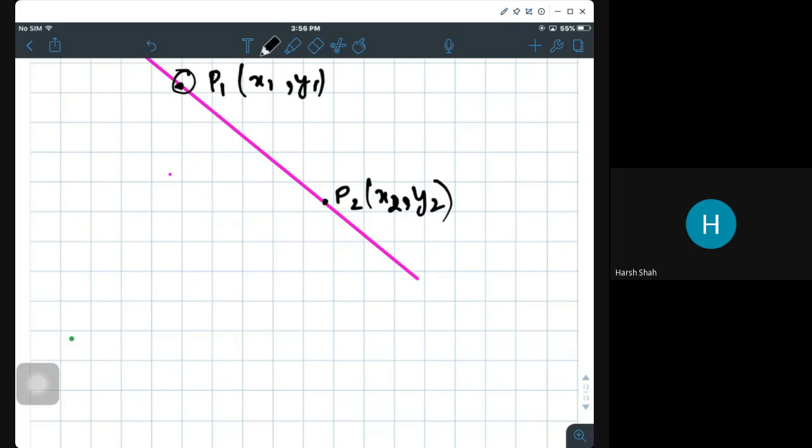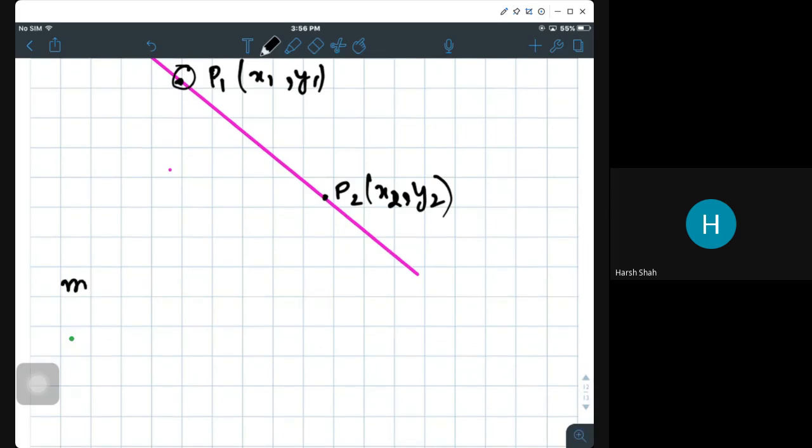Now, if you want to find the slope of this line, what you can do is subtract the y coordinates divided by the subtraction of the x coordinates. This is how you find the slope when you don't have the angle of inclination.